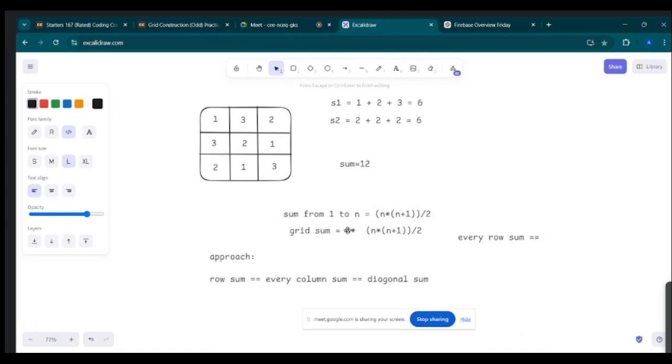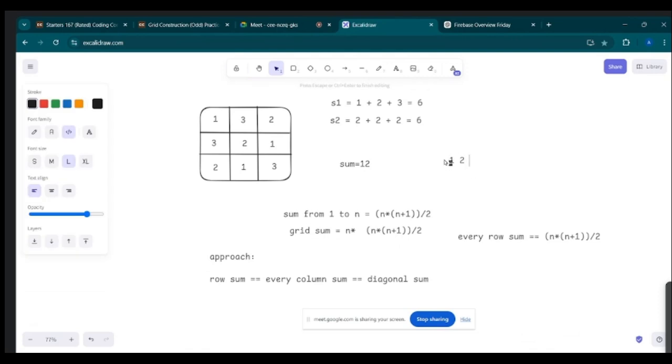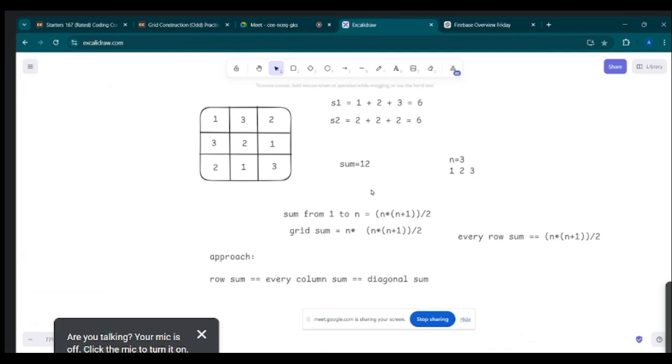If we divide it by n, this n will cancel and we remain with this sum. So we have to make every row sum equal to n into n plus 1 by 2. And one of the ways is to place all the numbers 1 to n. Like if n equals 3, then place 1 to 3 in the row. Okay. Is everything clear up to this point?